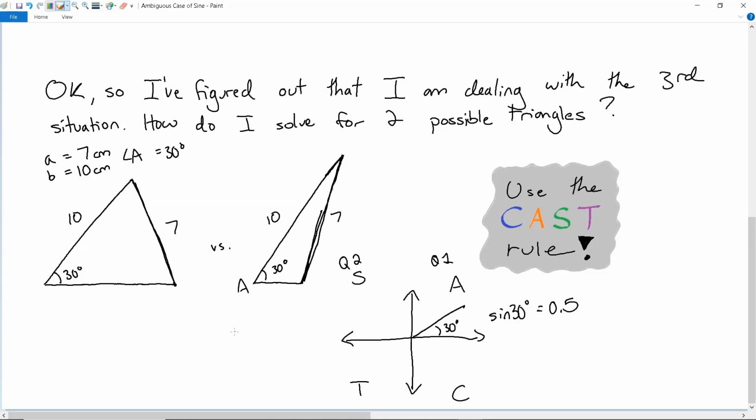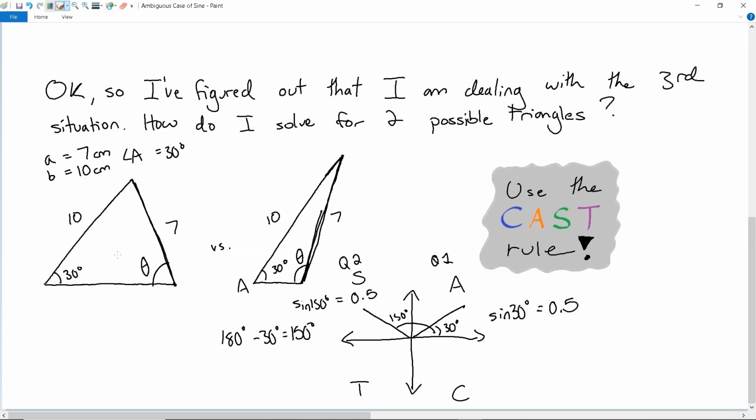And the way I'm going to find that is I'm just going to subtract my original angle from 180 degrees. So in this case, it should be 150. And sure enough, if you plug in sine 150 into your calculator, you should get 0.5. So how does that relate to the triangle? Well, if we were to solve for this angle right here, it's going to have an equivalent angle that could be drawn over here.